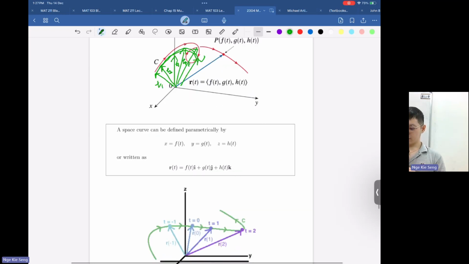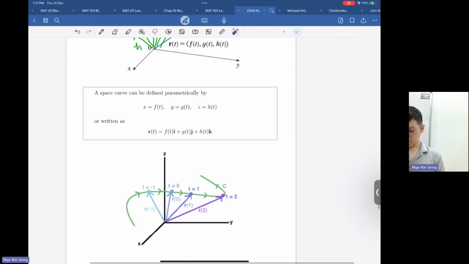Make sense or not? So the picture is something like this. You have r-1, you have a vector, r0, you have a vector, r1, you have a vector, r2, you have a vector, and then you see the position of the tips of your vector, and then join them up. Okay? Make sense?